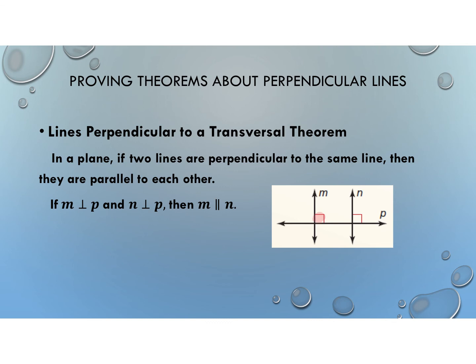Again, we could use our corresponding angles converse. We have a pair of corresponding angles marked as both being right angles, and we learned that all right angles are congruent, so we could state by the corresponding angles converse that M and N are parallel. But we don't need to do that. Now we have a new theorem called the lines perpendicular to a transversal theorem. All we would be looking for is that both lines are perpendicular to the same line.